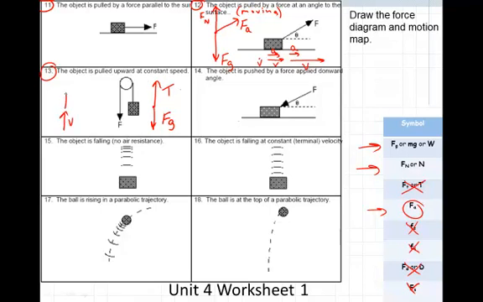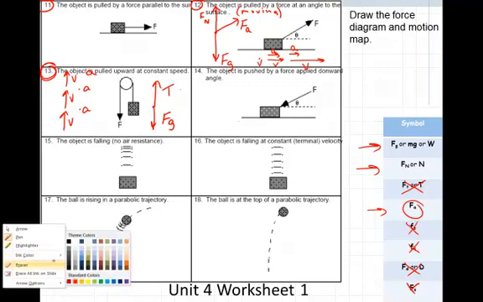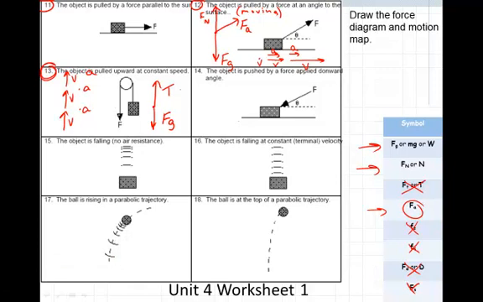So this is what our motion map would look like. There's no acceleration. Now, we need to be careful with problems like number 13. A mistake that is often made is one in which students see the force pulling in this direction and they want to include that force. Well, that force is not applying a force to this specific object. That object is just experiencing this force of tension and that force due to gravity.